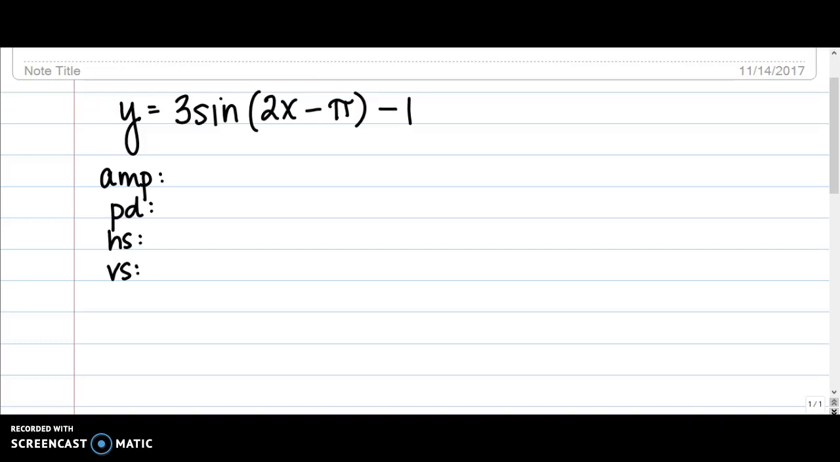Hey guys, I just wanted to talk you through a couple problems to get you ready for tomorrow's quiz, just in case. So let's say you want to graph the equation y = 3 sin(2x - π) - 1. We're going to start by finding our four transformations.